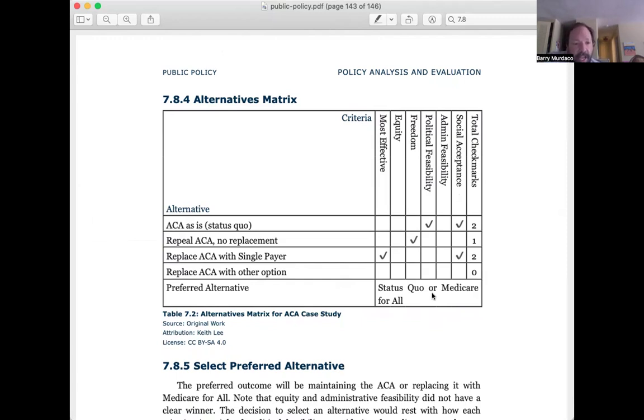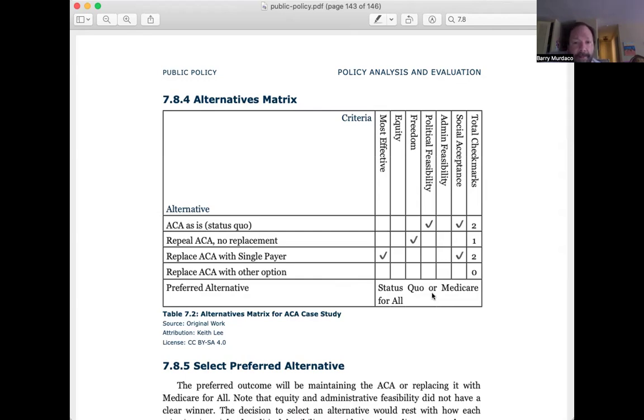So the ACA and single payer both have two boxes checked, which basically places them in the lead, which means that by checking the boxes it satisfies the criteria, or is the best option given the criteria. So they both have social acceptance. Single payer is considered to be the most effective. ACA as the status quo is considered politically feasible, and the others, you can see, have less.